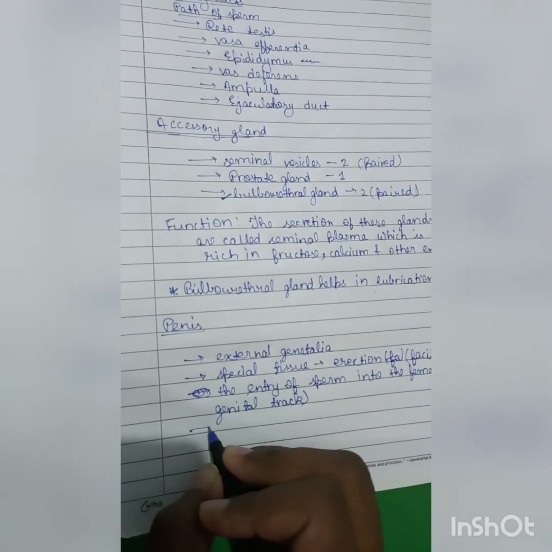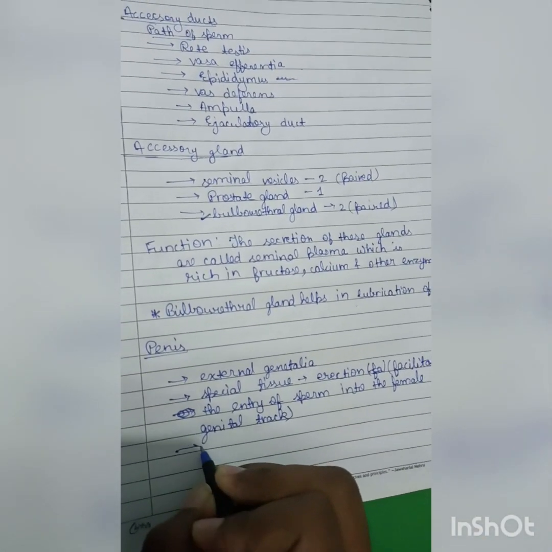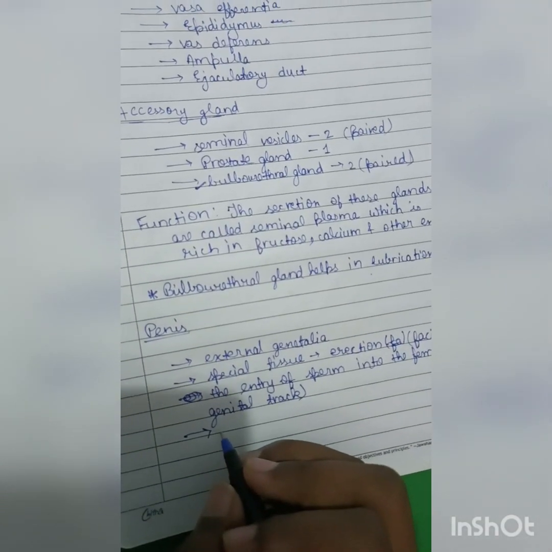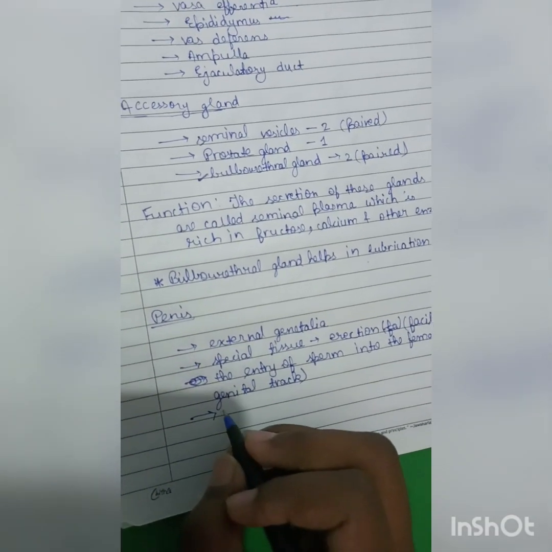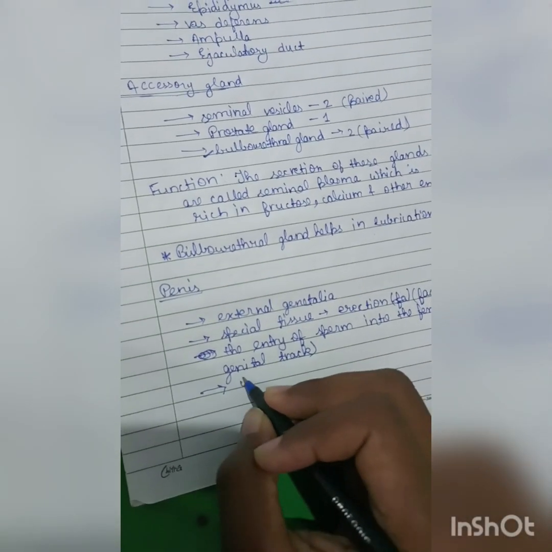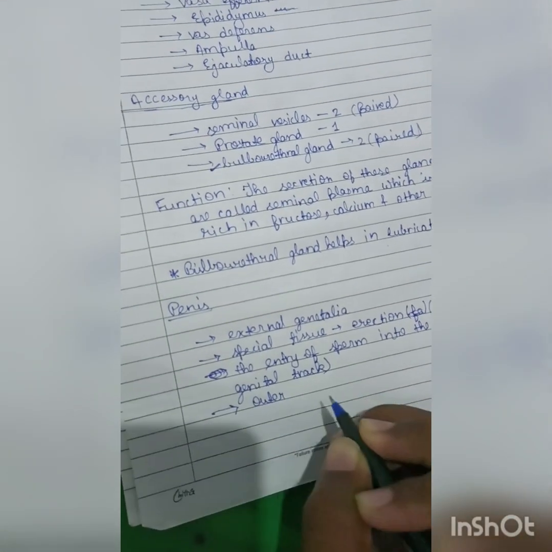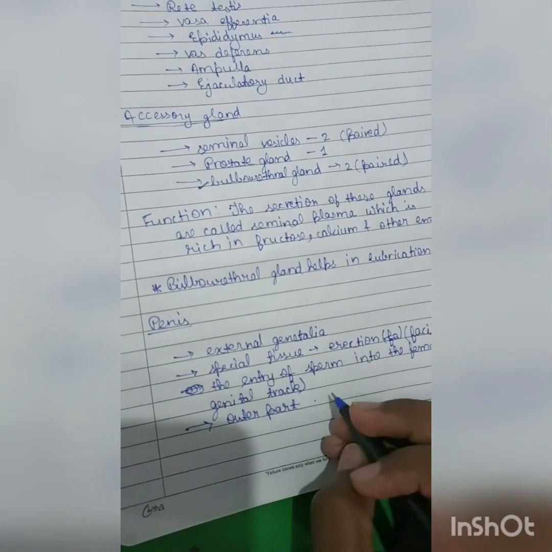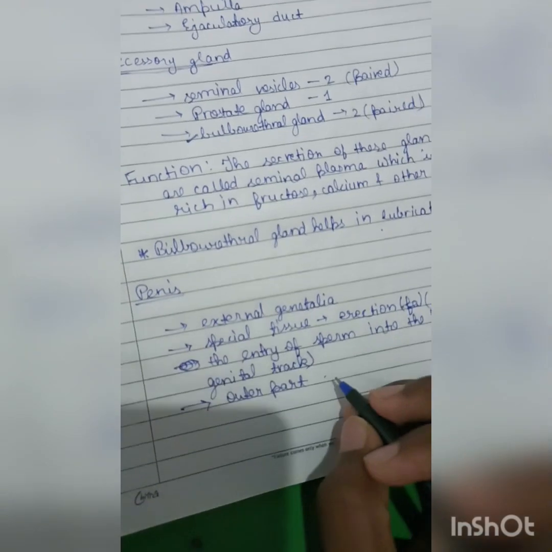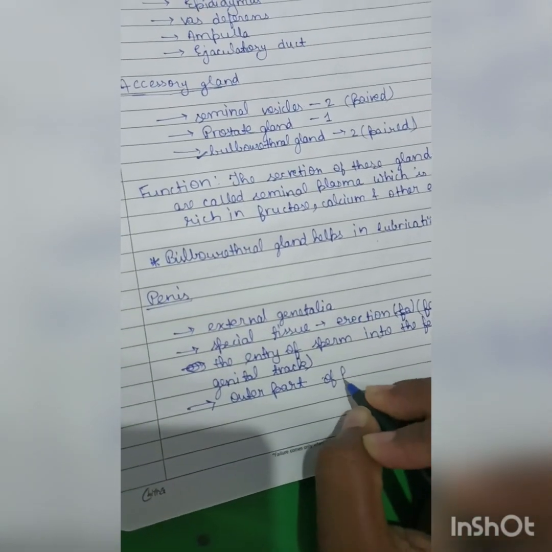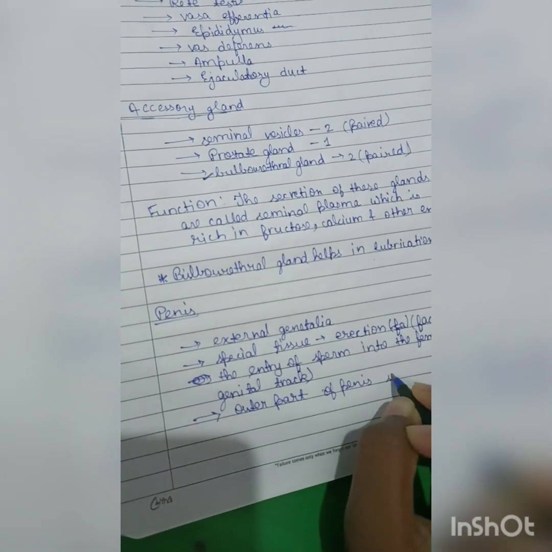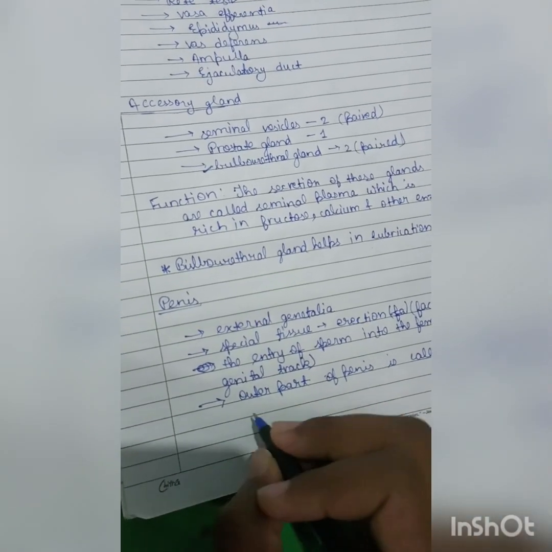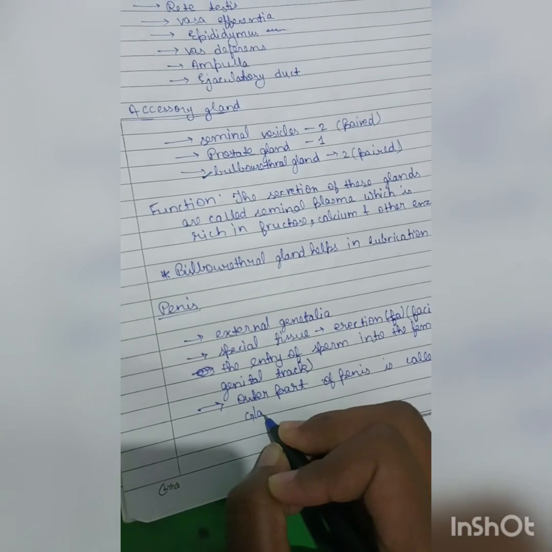Then we have a few structures of the penis. The outer covering of the penis is called the glans penis, which is covered by prepuce or foreskin.